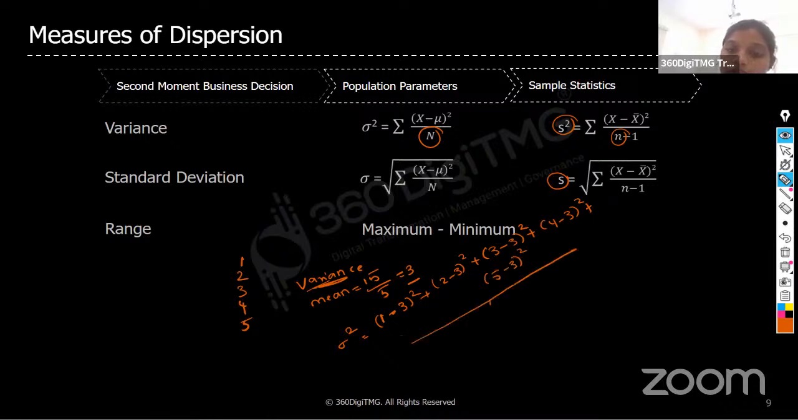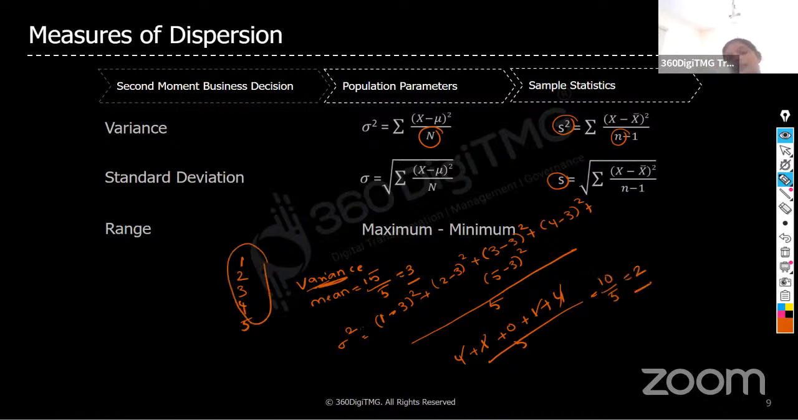total, which is 5. So 1 minus 3 is minus 2, whole square is 4, plus 2 minus 3 is minus 1, square is 1, plus 3 minus 3 is 0, square is 0. And then 4 minus 3 is 1, square is 1. 5 minus 3 is 2, square is 4, by 5. So 4, 5, 9, 10. So 10 by 5 is equal to 2. So variance of this particular population is 2.